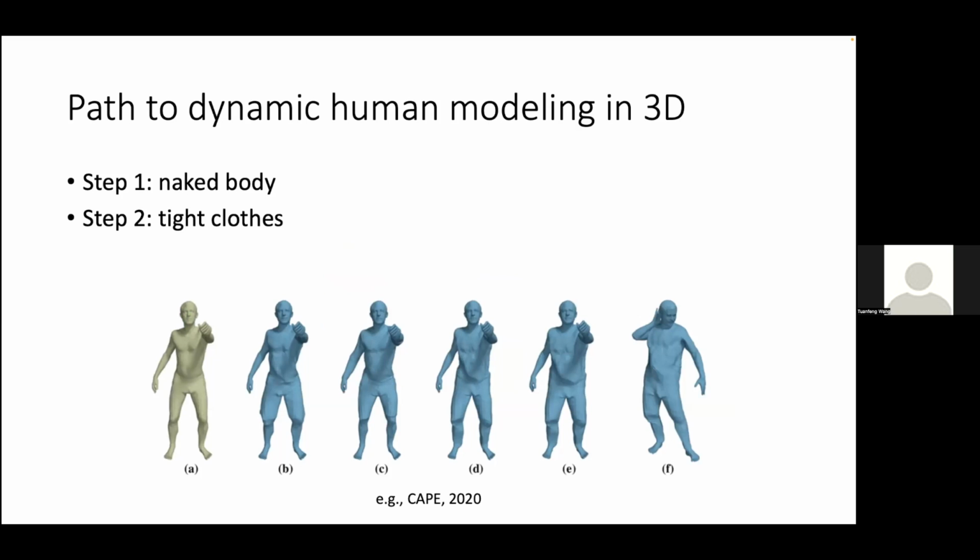One issue preventing us from extending it to loose cloth is that most of these approaches model the cloth surface as a displacement from the tight body, so it cannot work with different topology as well as very loose cloth where the vertices are far from the body itself.